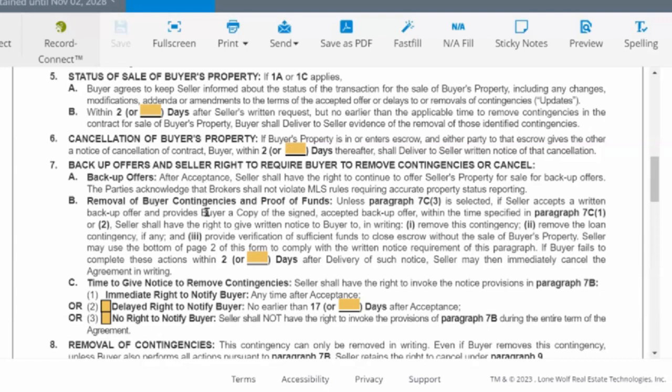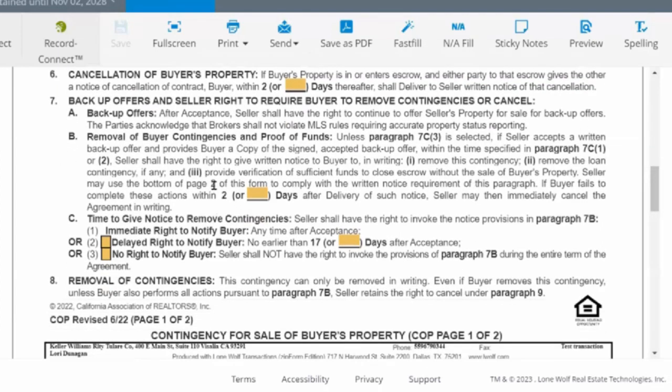But here's what's really important on this form. If I didn't tell you guys anything else about this form, this is what I want to tell you. When a seller enters into contract with a buyer who has to sell their house, they are able to take backup offers. And if they find a backup offer that they like better than the existing offer, this says that they can essentially cancel the contract with the existing buyer and go into a new one with the new buyer that has a better offer, right? But we have some options.